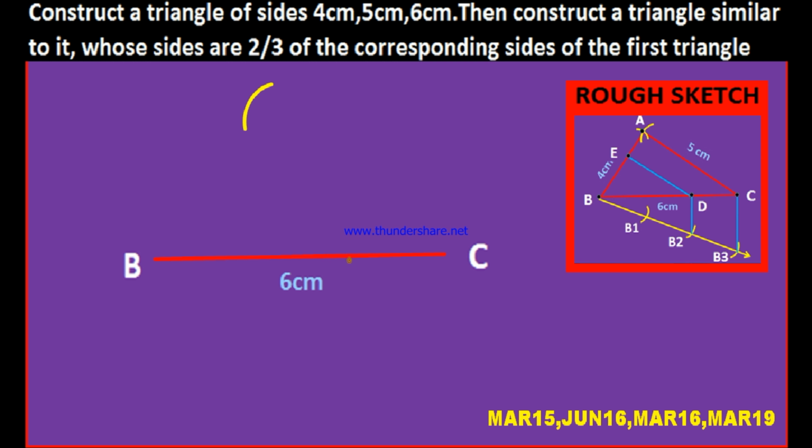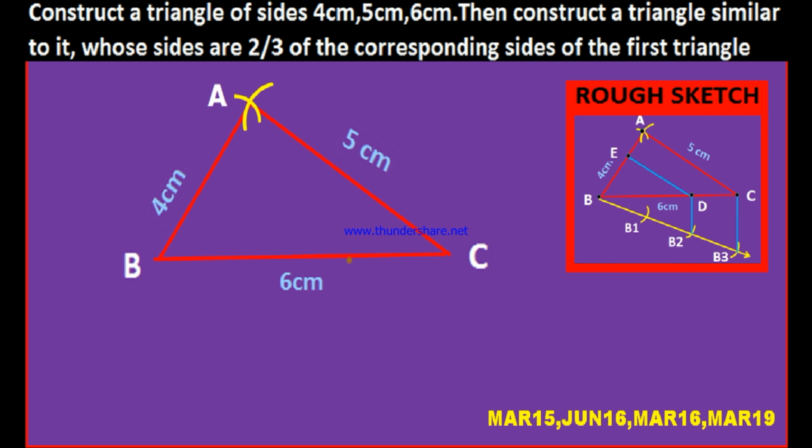Again from B, A is at a distance of 4 cm. Therefore, from B, draw an arc of 4 cm. These two arcs meet at a point. Name the point as A and join that A to B and join that point A to C, so that the triangle ABC is formed. You can verify ABC is a triangle.